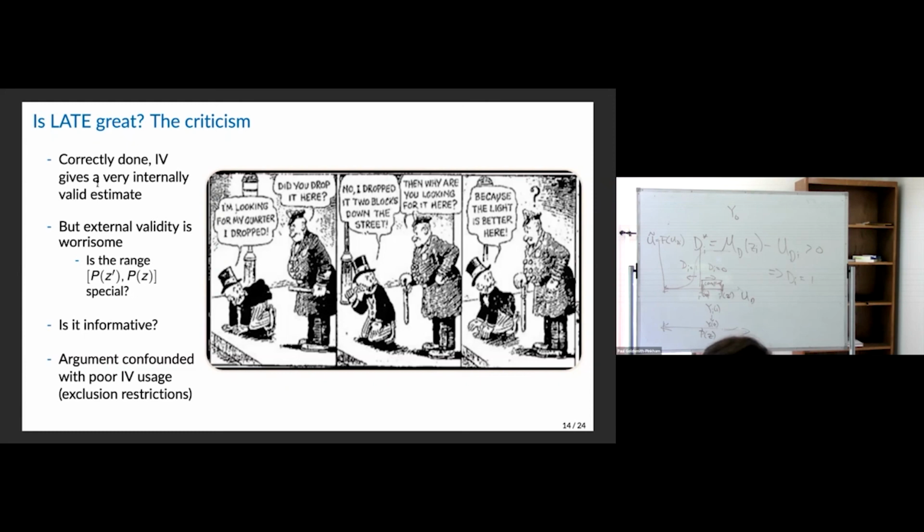So in the LATE case, is there something special about the range between PZ prime and PZ? In the marginal treatment effects, who are these people? Is there something special about them, and is that informative for the kind of policies that we care about? The types of people who are shifted on the margin, are they really informative for the broader economic policies that we care about?